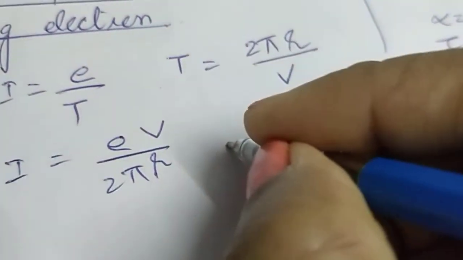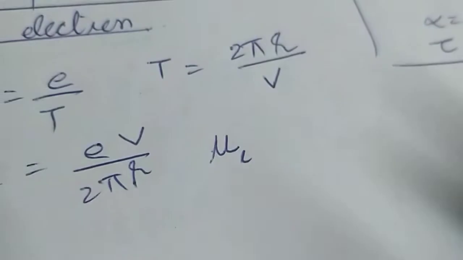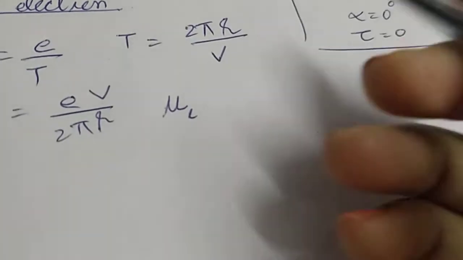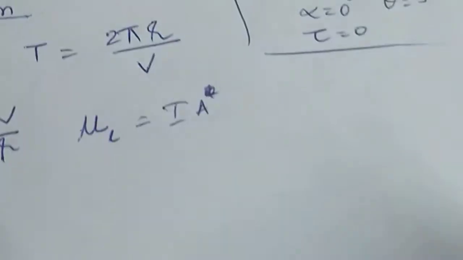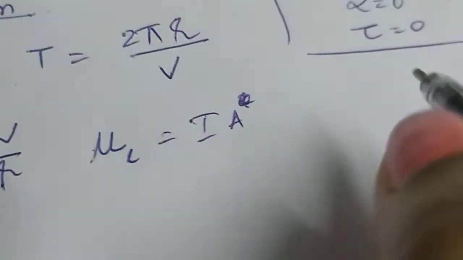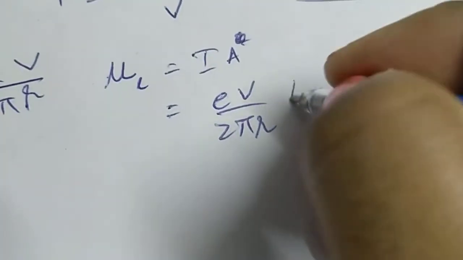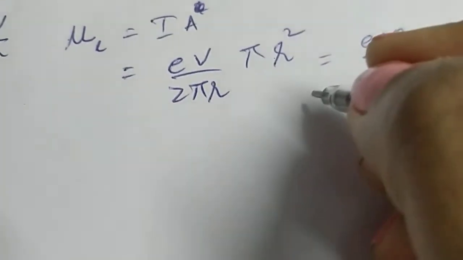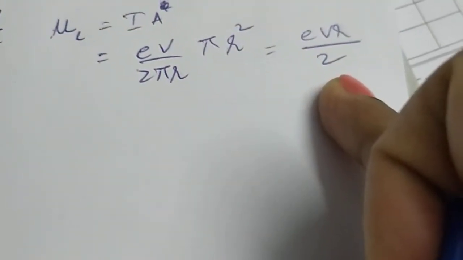Now the magnetic moment is generally given the symbol m. Here I'll use mu l, the angular magnetic moment. Because it's circular motion, angular momentum is there, so the angular magnetic moment mu l will be equal to I A, where the area is pi r square. So I we have calculated as ev by 2 pi r, and the area will be pi r square. So the r cancels, pi cancels, and we get evr by 2. And the direction is given by the right hand rule.